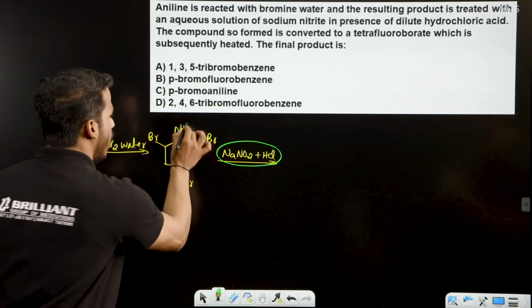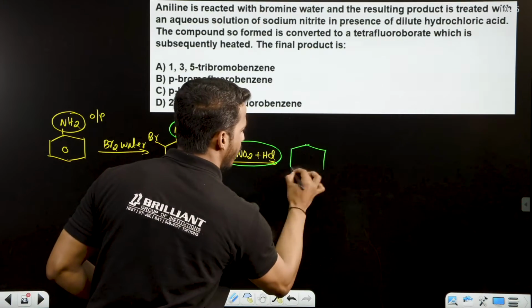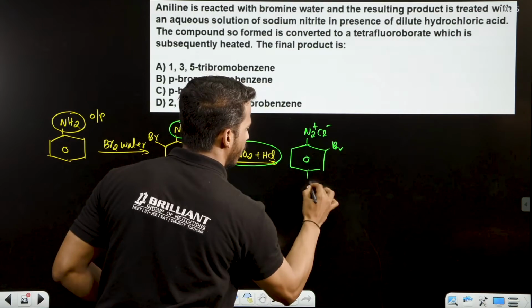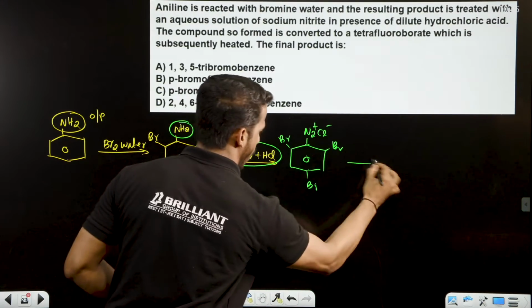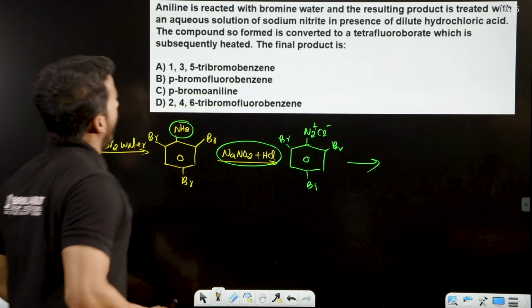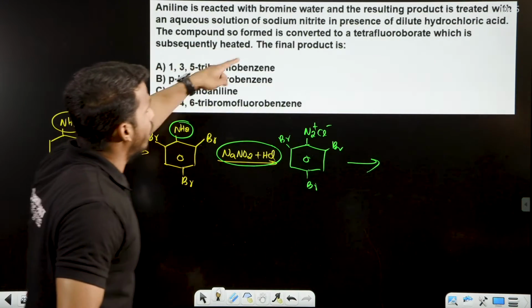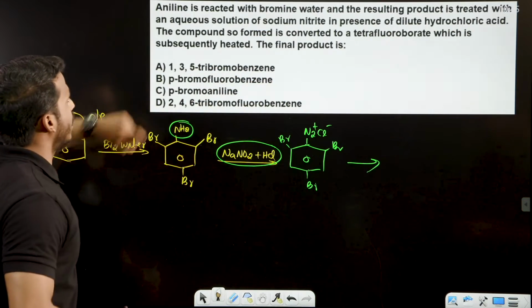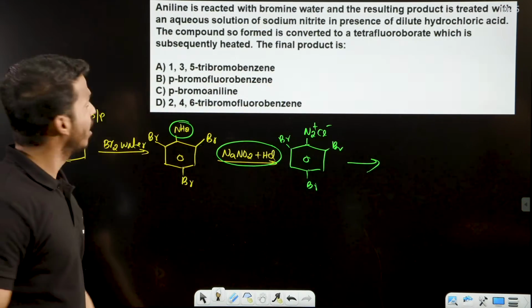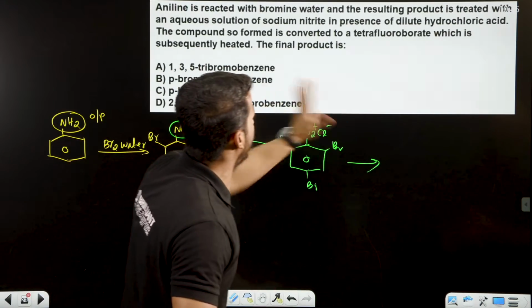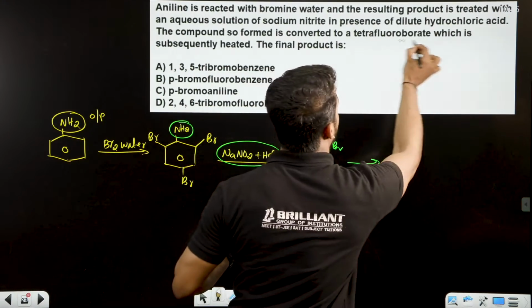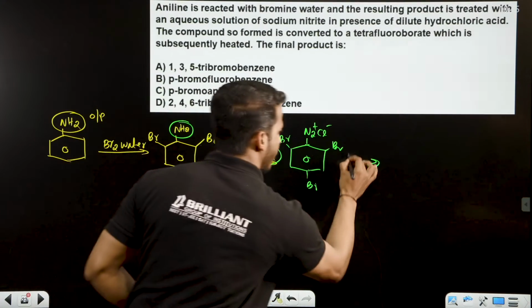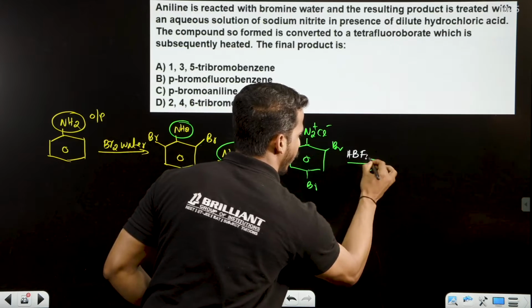During diazotization, what happened to the NH2 group? It becomes N2+ Cl- with all the ortho-para positions occupied by bromine. Next, after that, this compound is converted into tetrafluoroborate, which is subsequently heated. This compound is converted to what? Tetrafluoroborate. Dear all of you, if you want to get tetrafluoroborate, what should be treated? You should treat with HBF4.